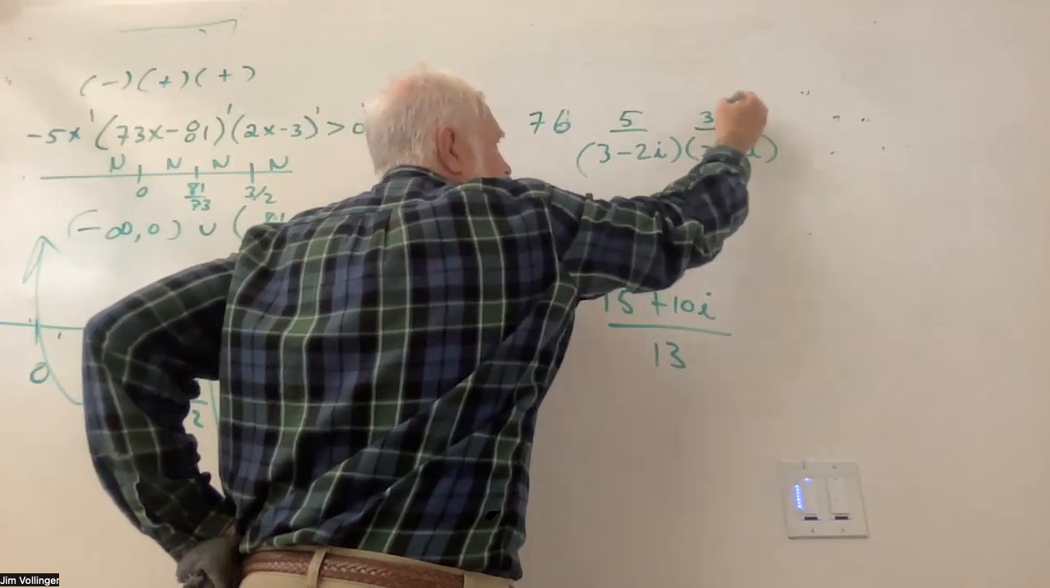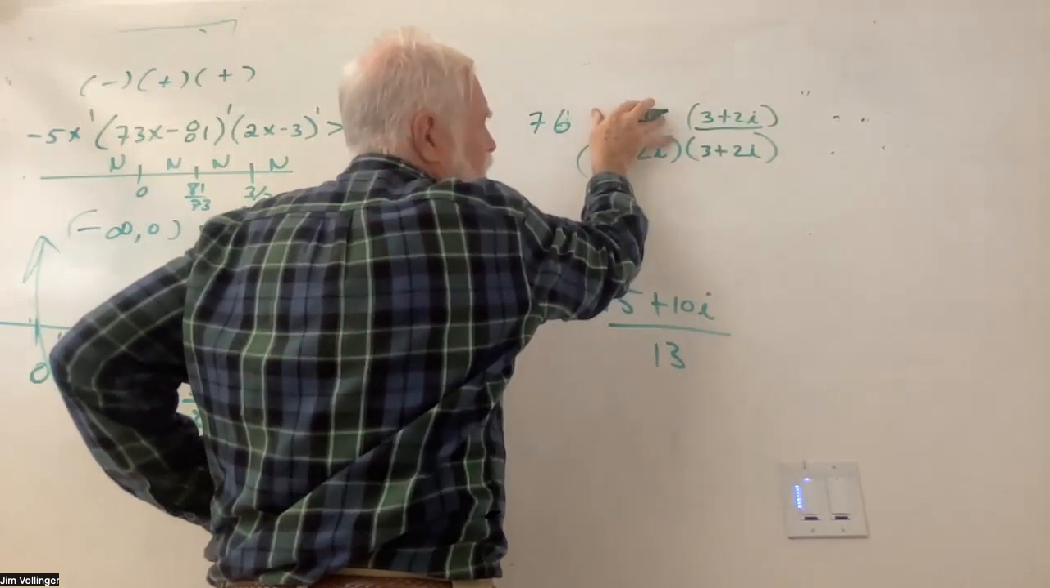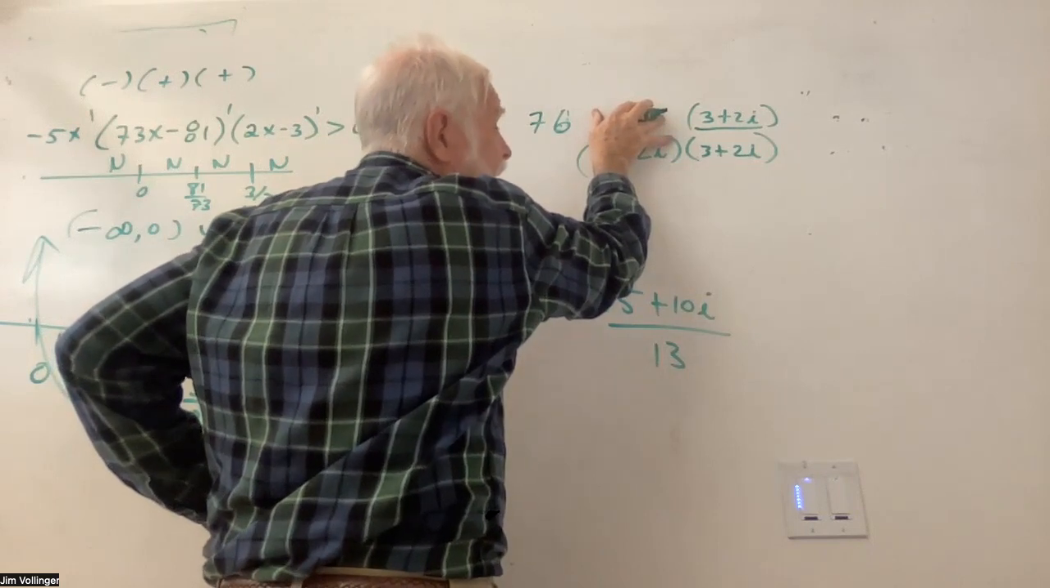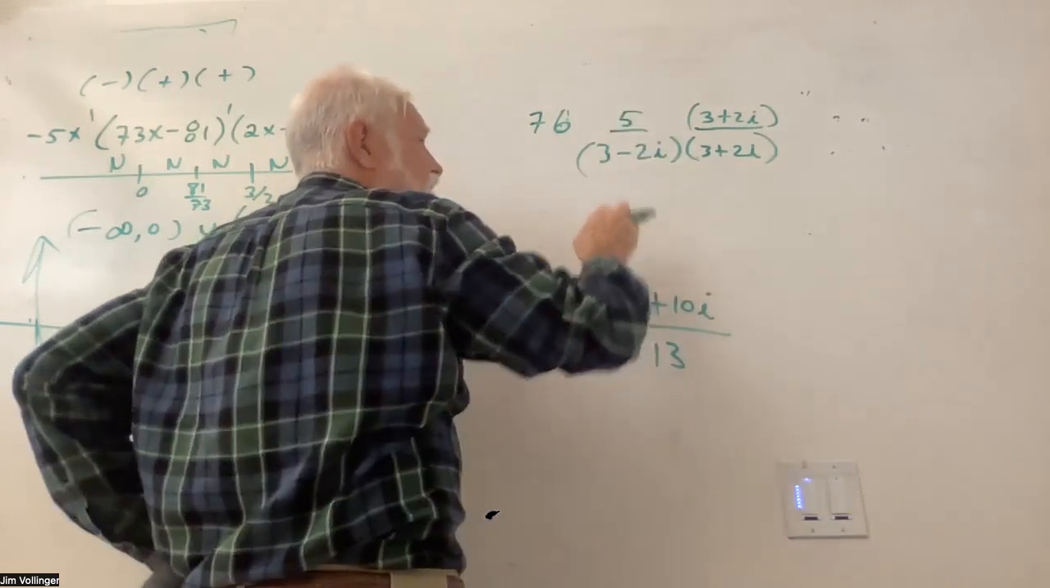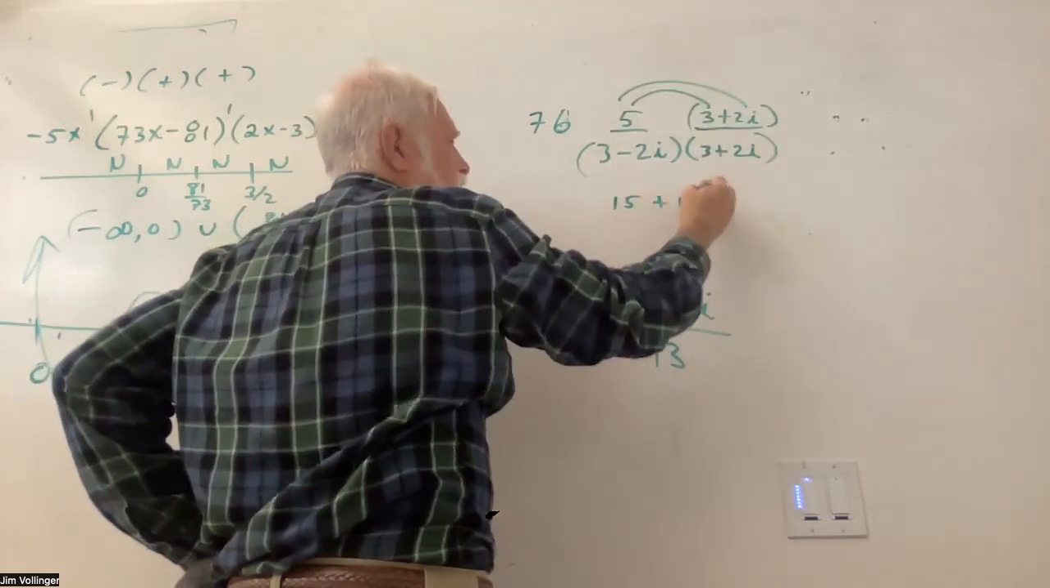If you multiply the denominator and you don't want to change the size of the fraction, you got to multiply the numerator by 3 plus 2i. And what is 3 plus 2i divided by 3 plus 2i? The number 1. So it doesn't change the size of this. So what do we get? We get 15 plus 10i.